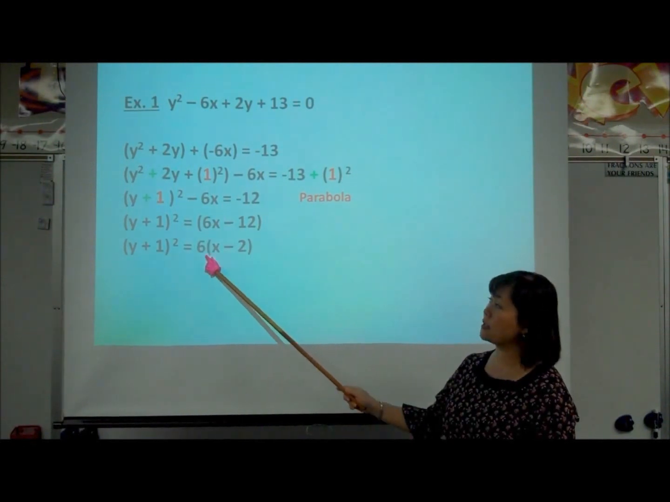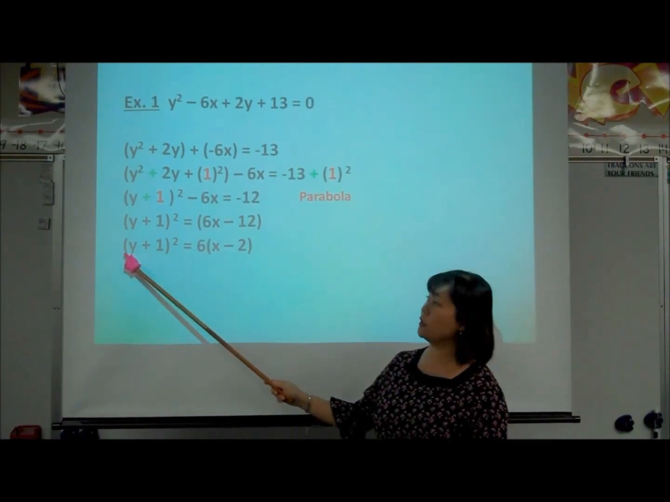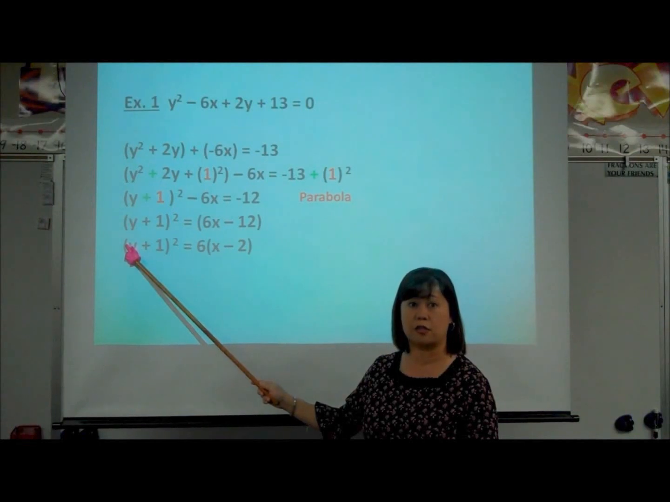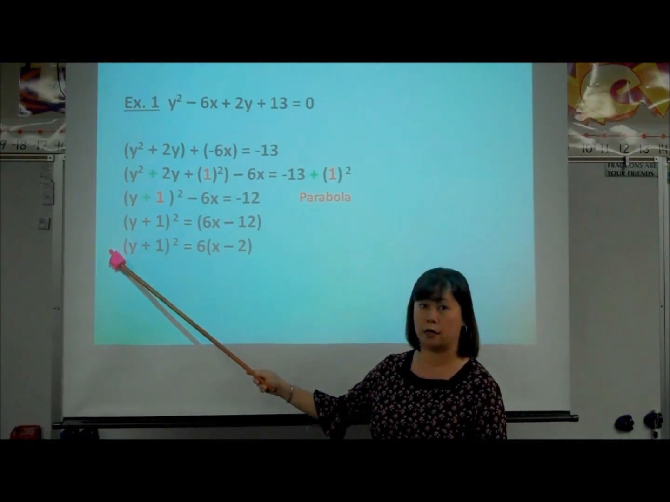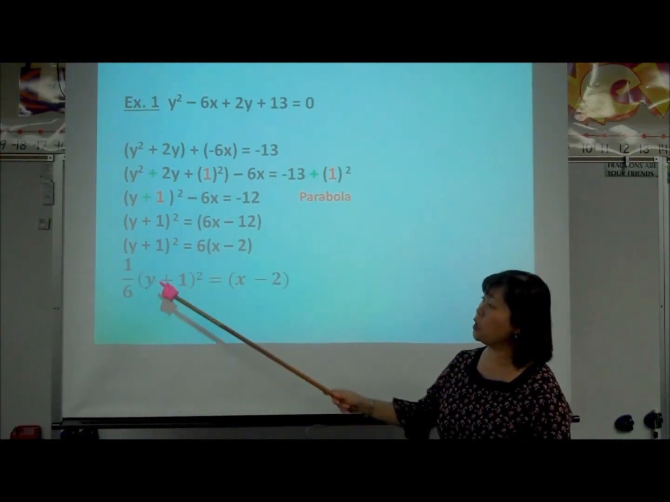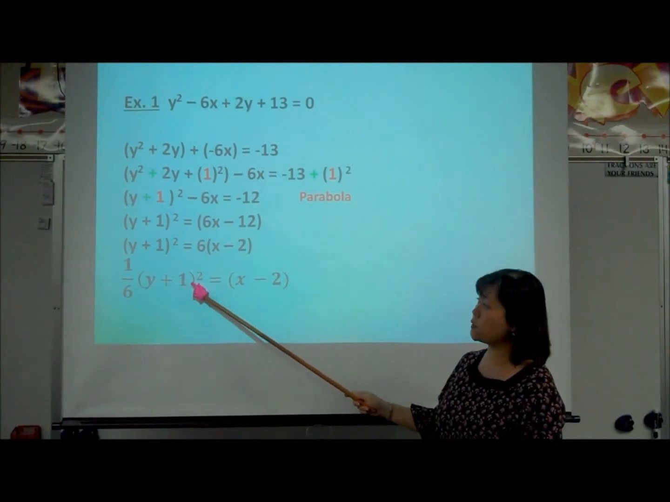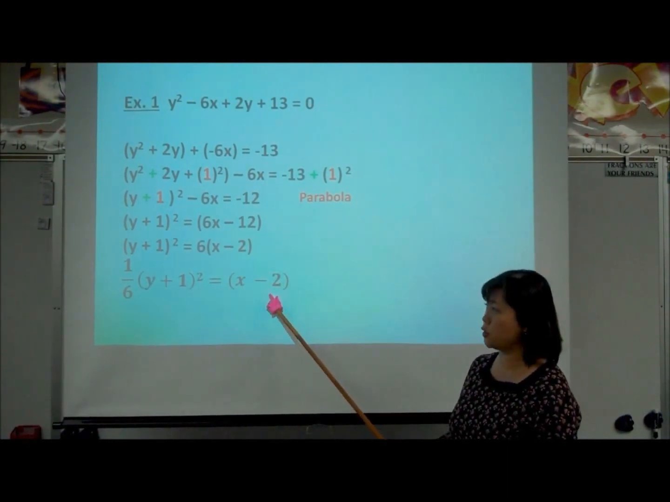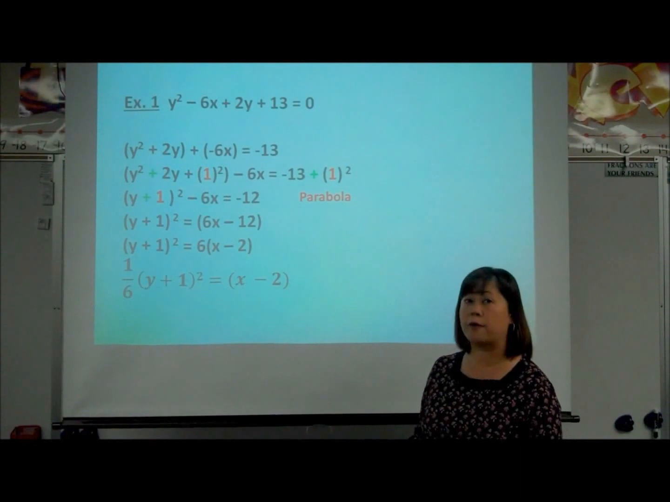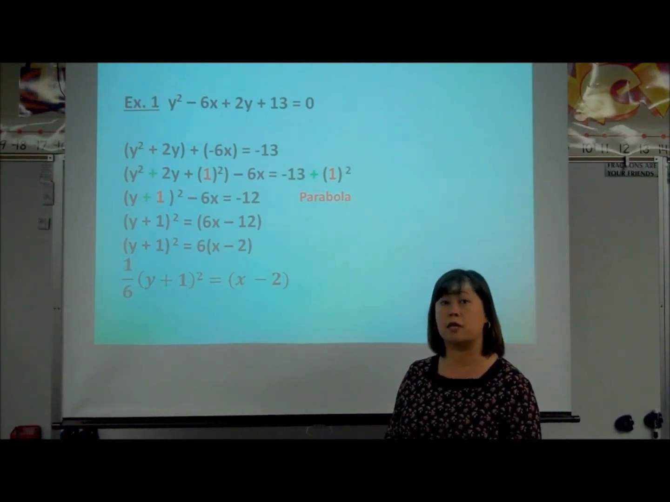Then if I factor out a 6, I can bring the 6 over to the other side to create that fraction. Because remember, we want that fraction in front right here. So if I divide it out, I get 1 over 6, parentheses, y plus 1 squared equals x minus 2. So from here, what we're finding is the vertex and also the p.